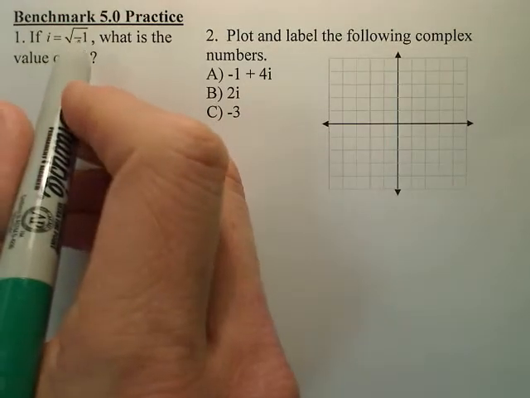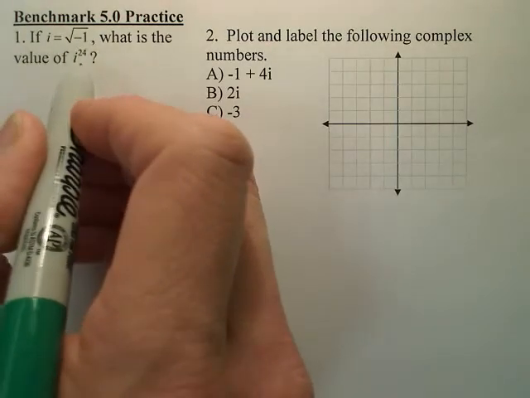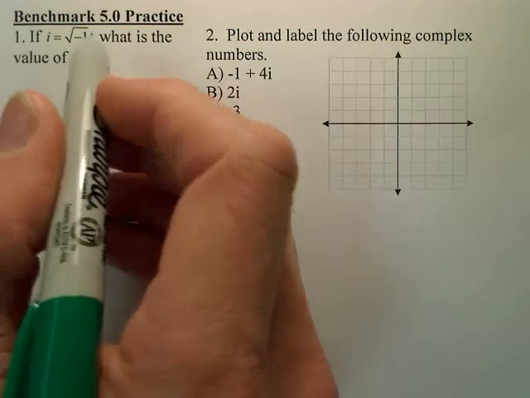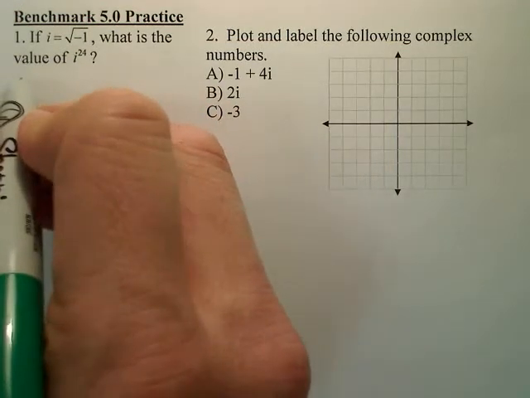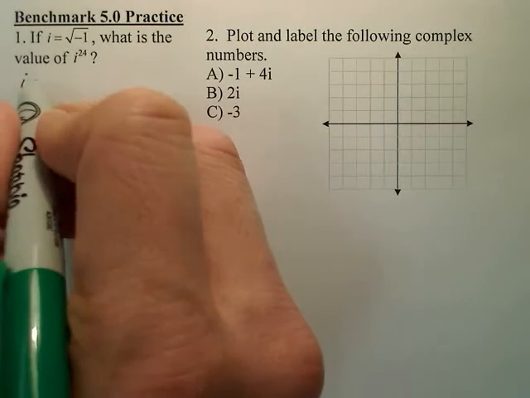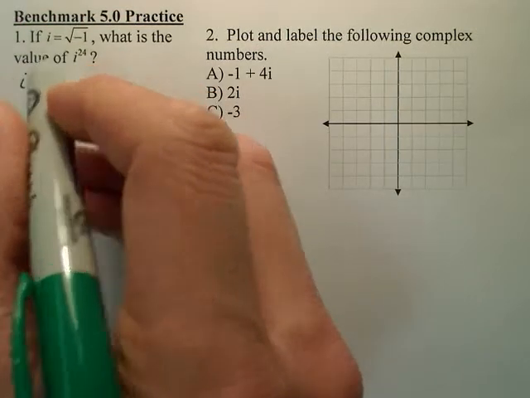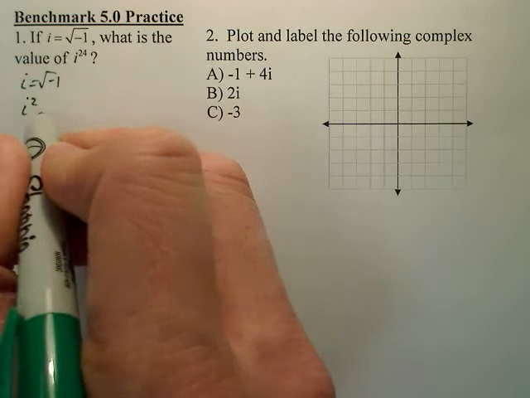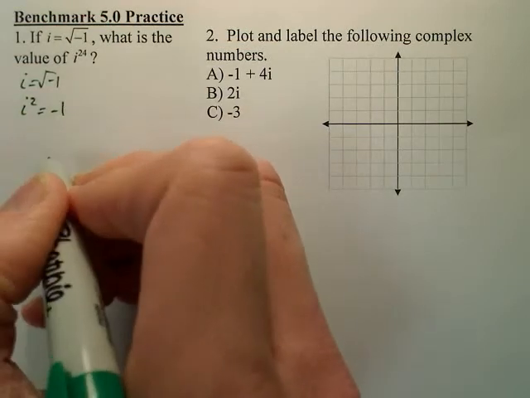If i is the square root of negative 1, which is imaginary, what is i to the 24th? First you have to remember your pattern, that i is equal to the square root of negative 1. That's given. i squared would be squaring that, which is negative 1.